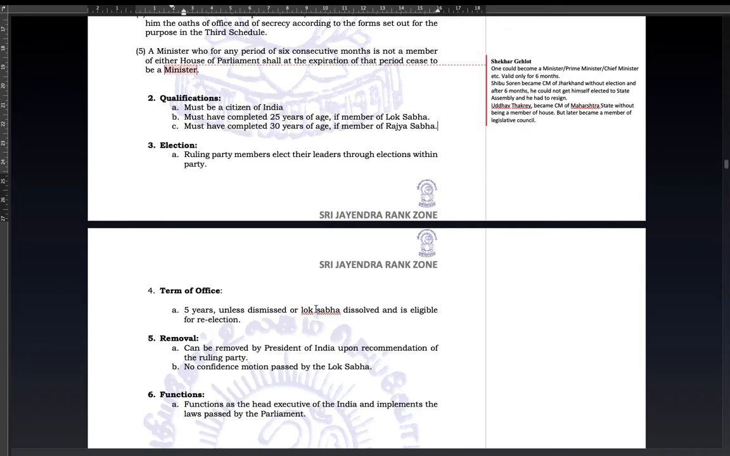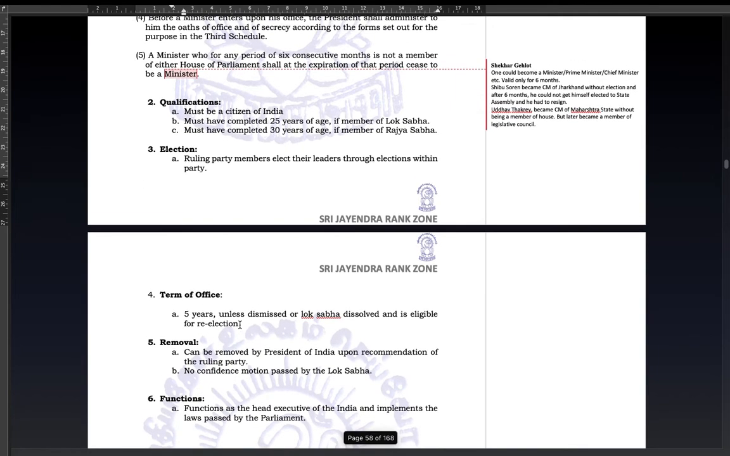When the Lok Sabha is dissolved, like we discussed, the prime minister or chief minister can recommend to the governor or the president the dissolution of Lok Sabha or the state legislature, then the prime minister, ministers or chief minister will have to vacate the office, and they are also eligible for re-election, like Prime Minister Modi or Prime Minister Manmohan Singh. They came back to the office once again.